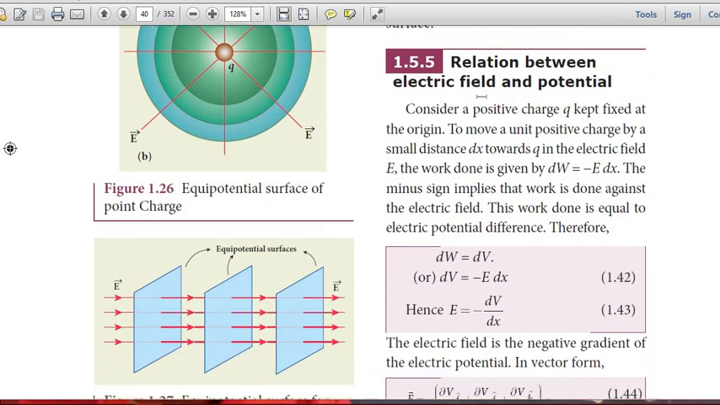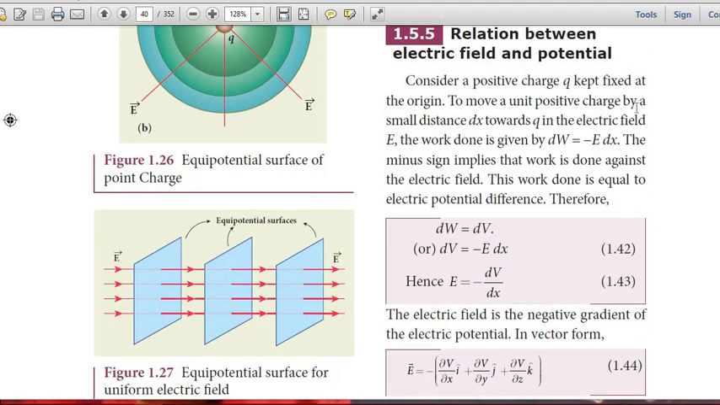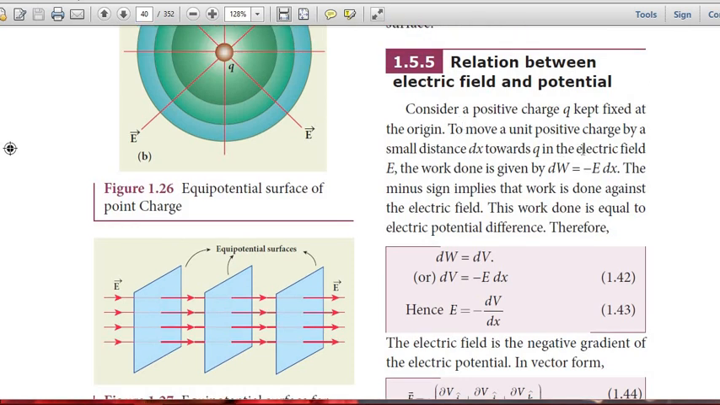The next important topic is the relation between the electric field and the electric potential. In an electric field, work is done when a unit positive charge is moved some distance. The work done formula is force into distance. Here force represents the electric field, so work can be represented as minus E into dx. If a charge moves from one place to another, that is due to the electric field, and the charge moves against the force. So work done dW is equal to minus E into dx.